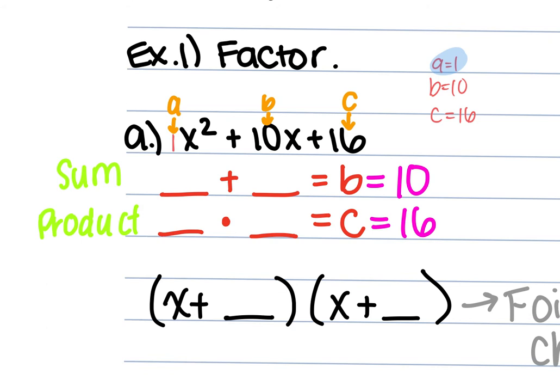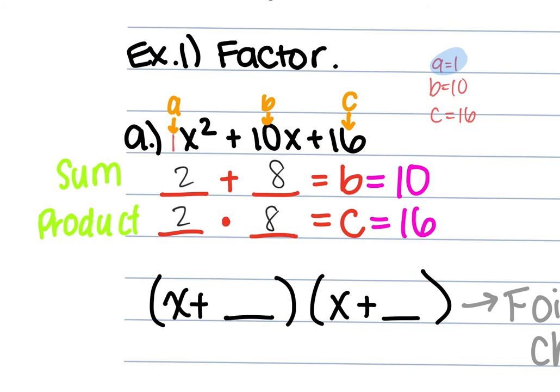So we need two numbers. They're going to be the same numbers for both, right? Two numbers that when you add them, they give you 10, but when you multiply them, they give you 16. Does anyone know what two numbers would fit in there? 2 and 8. 2 and 8, okay? So what's 2 plus 8? 10. And what's 2 times 8? 16. So 2 plus 8 equals 10, and 2 times 8 equals 16.